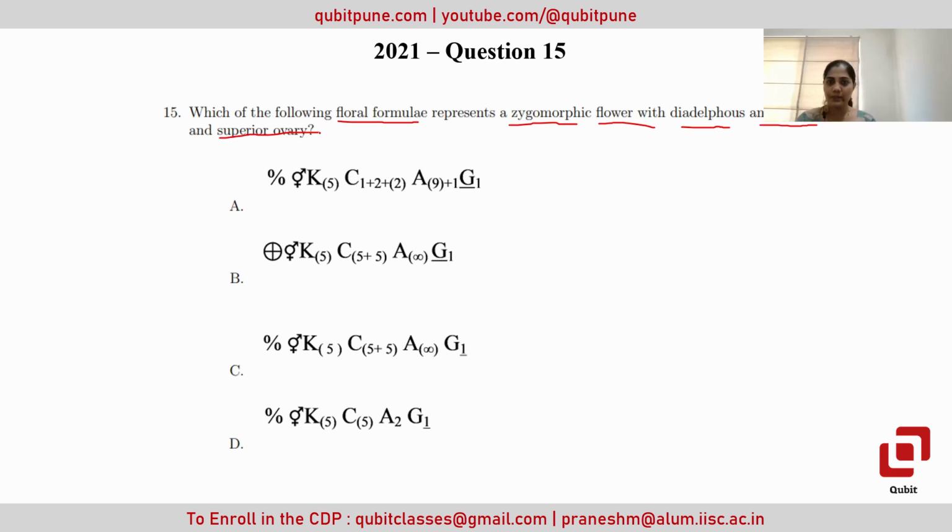Has anyone gone through this particular chapter, except Anaga, of course? Morphology of flowering plants. This is from that particular chapter. Option A is the correct one. This is from the 11th standard chapter, Morphology of Flowering Plants.